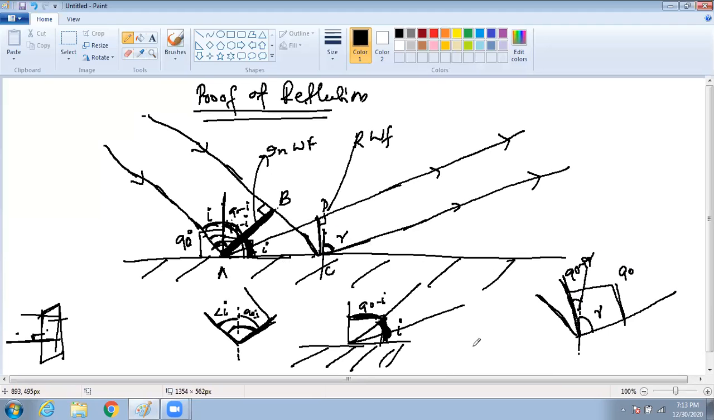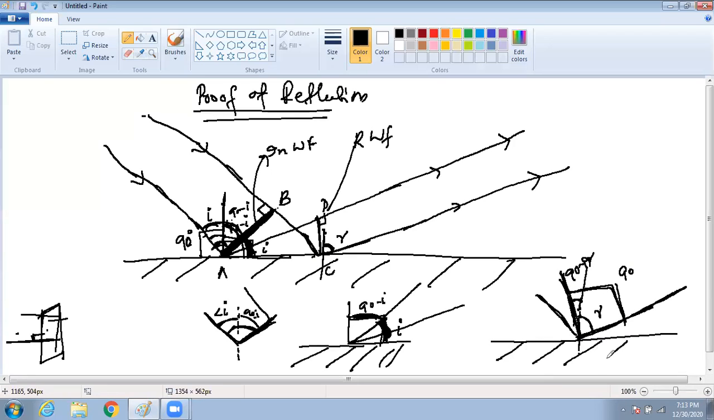Because we know that the wavefront makes a 90 degree angle with the reflected ray. This is the reflected wavefront. So the reflected wavefront should make 90 degree with the ray. This is 90 degree, this is R. So the remaining should be 90 minus R. Correct or not?